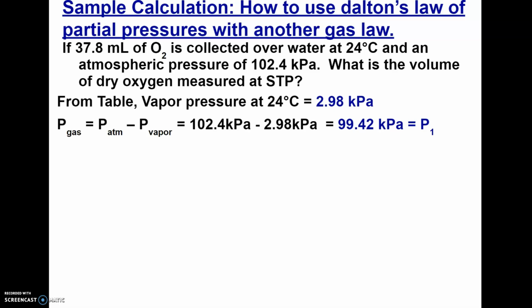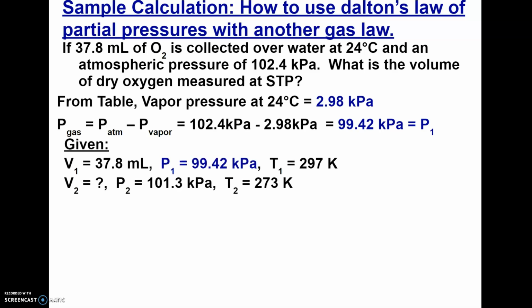So any calculation that you do after this, you're going to need to use your adjusted pressure. The 102.4 kPa, we don't need anymore. So these are our variables given. Again, the P1 is highlighted. That is your adjusted pressure, your dry gas, using Dalton's law of partial pressures.